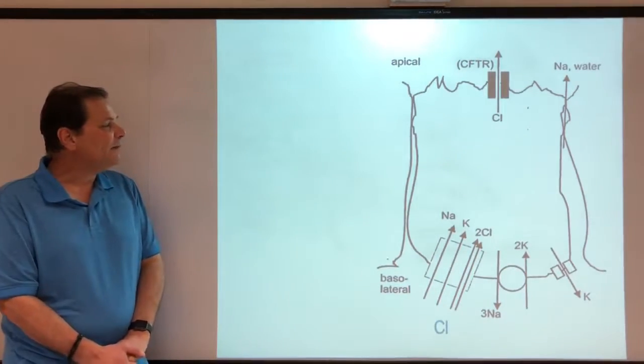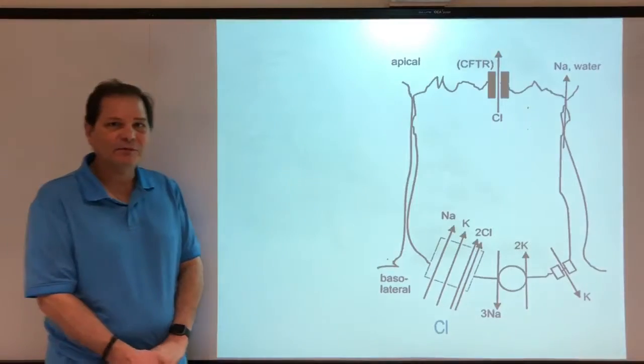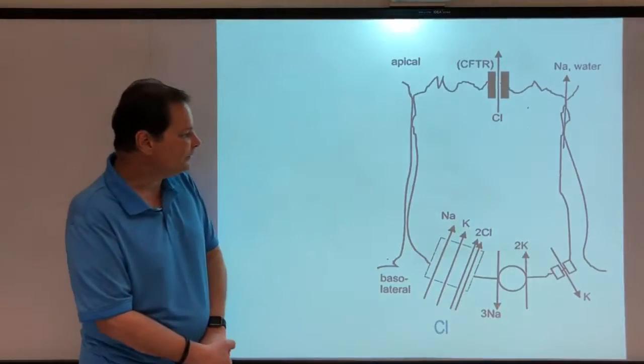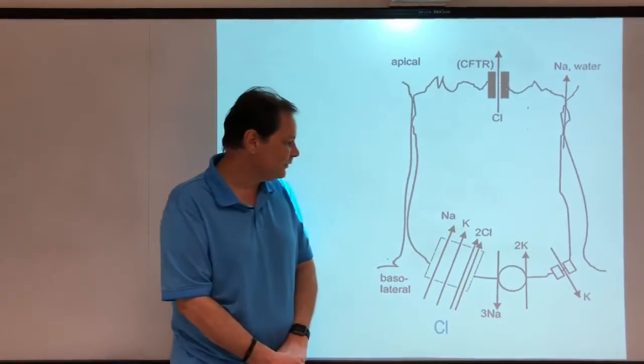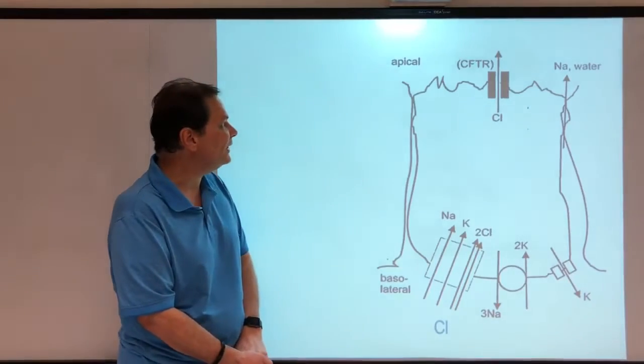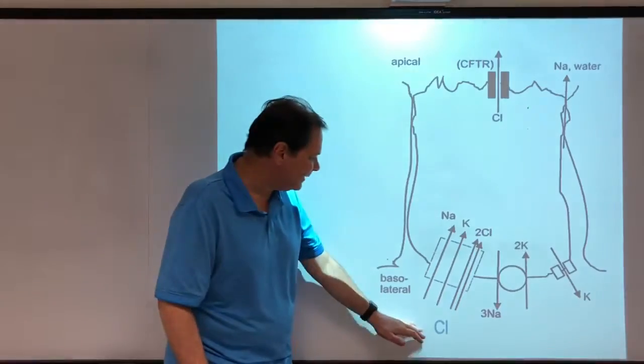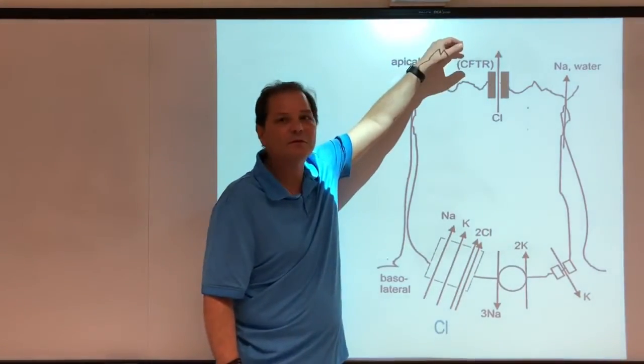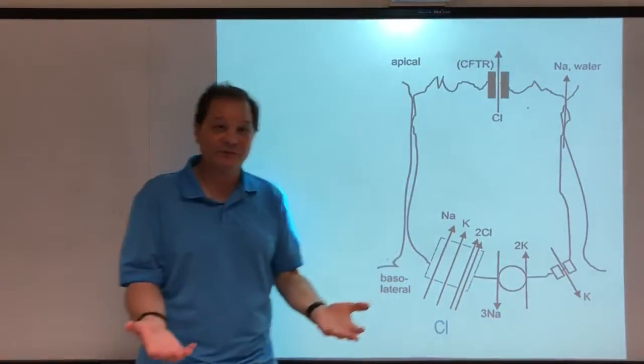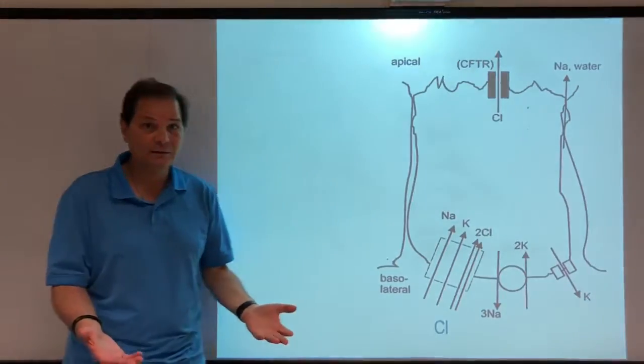This is an example of chloride secretion. So I was doing glucose absorption and sodium absorption, or reabsorption, depending on the tissue and the situation. In this case, we're moving chloride, but we're moving it from the basolateral side to the luminal side. So this is an example of secretion of chloride.